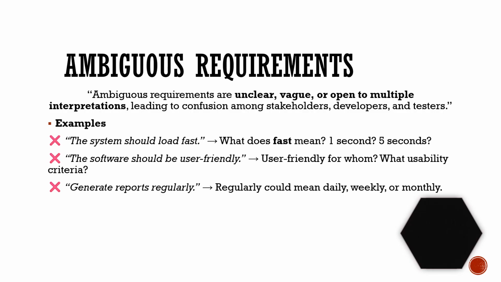Ambiguous, as is clear from its name, means unclear, vague, leading to unknown direction. So when we combine these things, it becomes unclear, vague, and something that leads us to a way where it creates confusion among stakeholders, developers, and testers. It becomes ambiguous requirements. For example, the system should load fast. So here, fast, what does fast mean? 1 second, 5 seconds, or more?